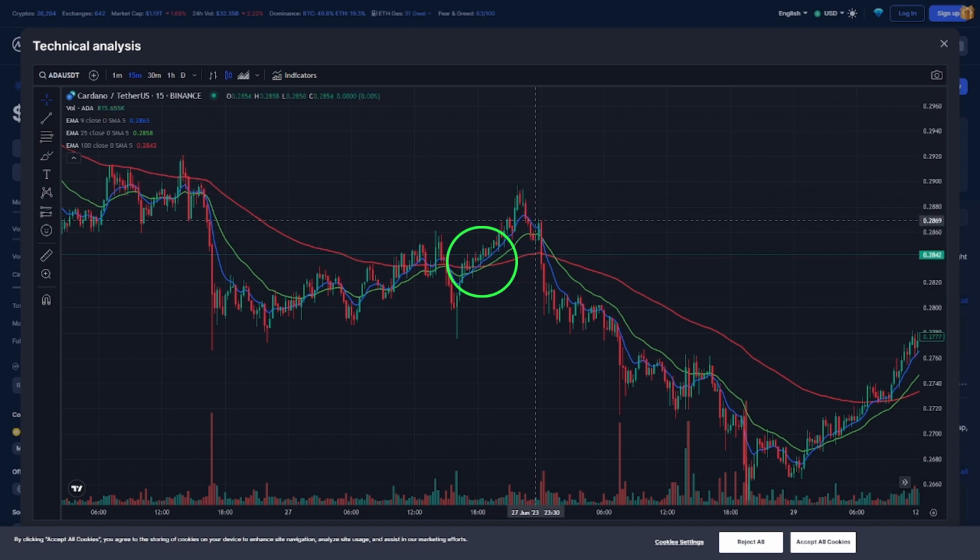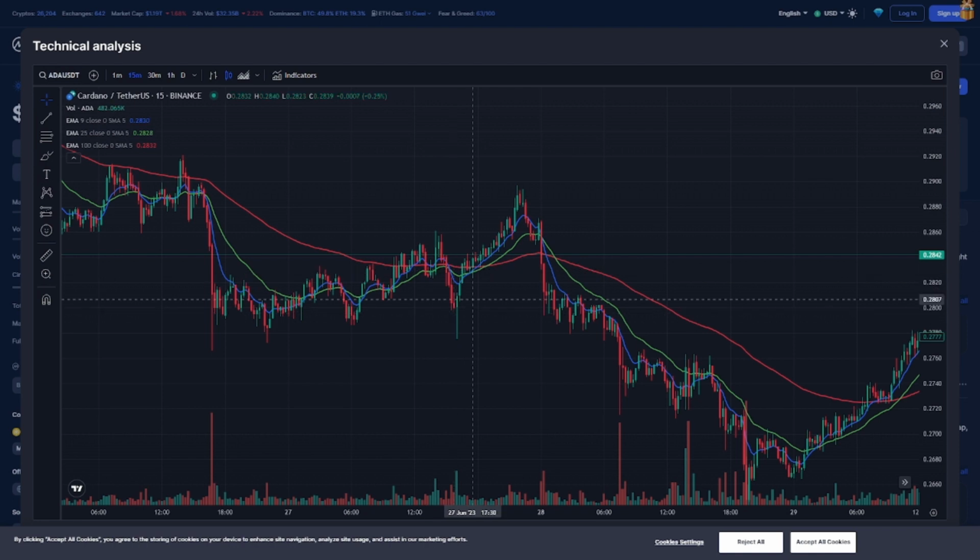So what we can see from this is that once the red line crossed just the blue line and not the green line, that does not indicate a bullish trend. It has to cross both the blue and the green line. And once it did, the price did end up going up.